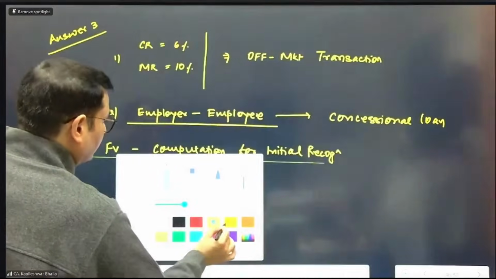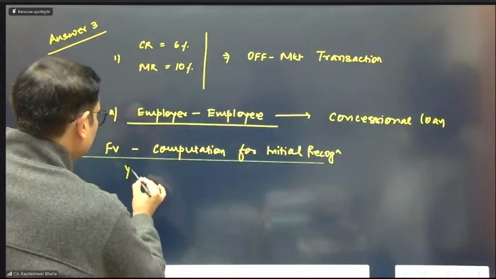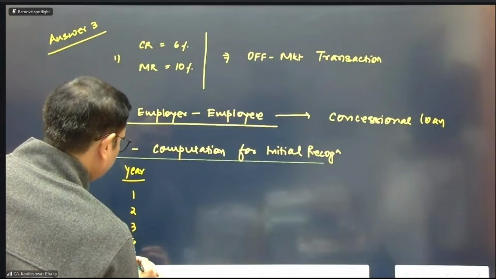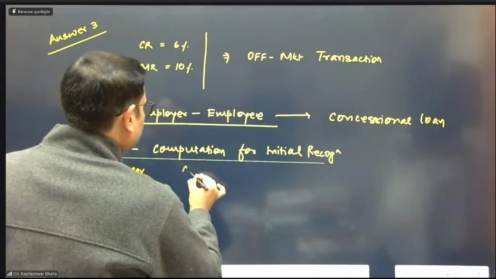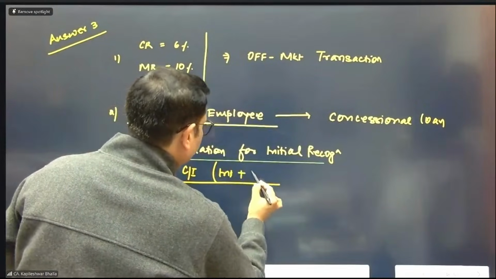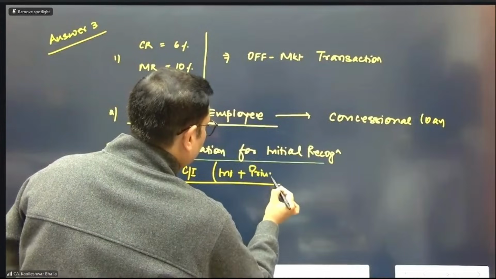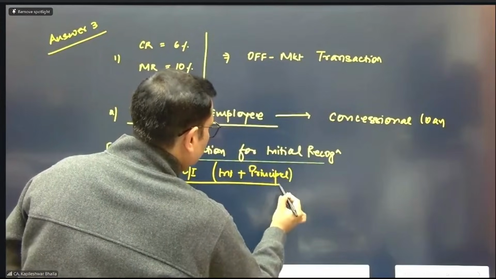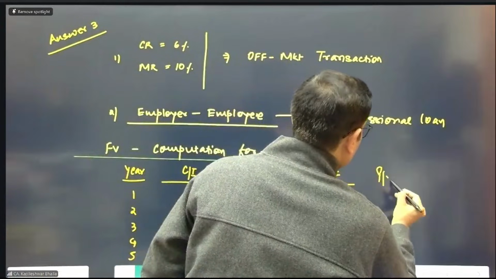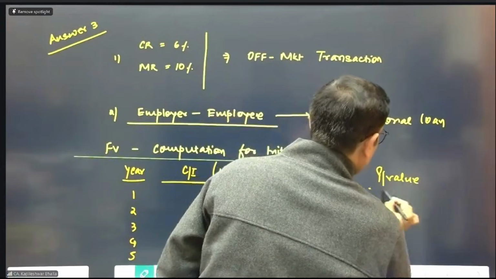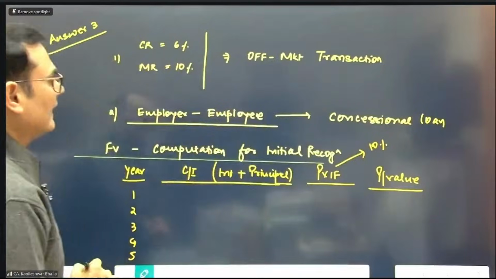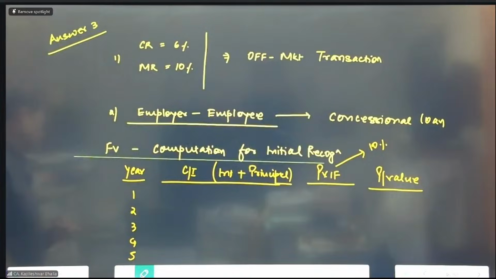So let's do one thing. Let's make a chart. Let's take the year: year number 1, 2, 3, 4, 5. And let's take the cash inflows on account of both the interest and the principal. And we will then take a discounting of this money. So we'll take a PVIF and get the present value. The discounting in this case is going to be at the market rate, that is 10%, and we get the present value.